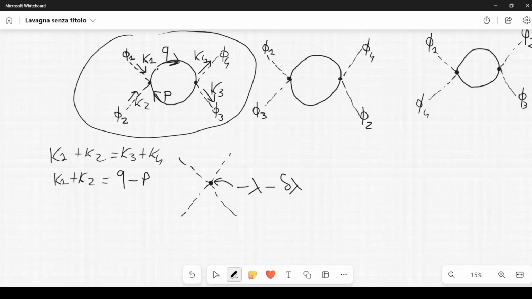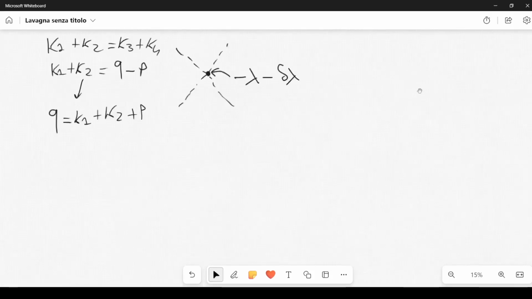So we can either write q minus p on the right, or if you want, you can also write k1 plus k2 plus p. That's the total momentum that's entering this vertex, and that's equal to q, the only momentum that's exiting the vertex. But of course, it's the same as this equation here, so nothing changes. And from this equation, I actually want to solve for q. So q equals k1 plus k2 plus p.